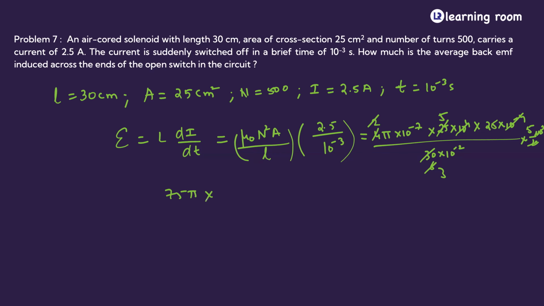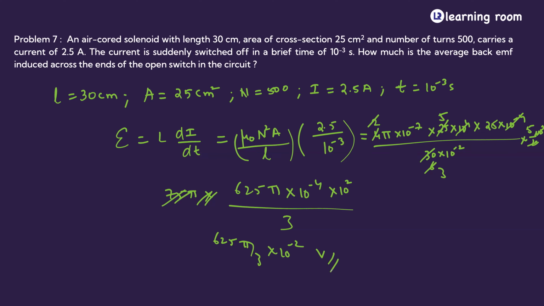5 into 25 is going to be 75. Actually it is 25 into 25, you can write it as 625. So 625 pi into 10 power minus 4 into 10 power 2, the whole divided by 3, these many volts. So it's going to be 625 pi by 3 multiplied with 10 power minus 2. Clear with this?